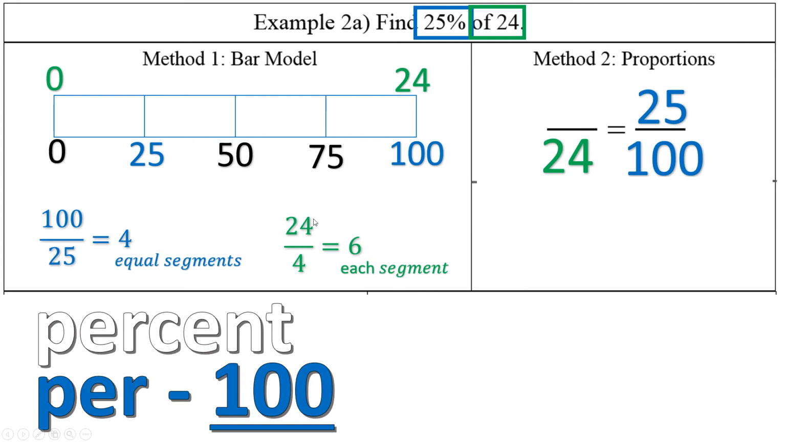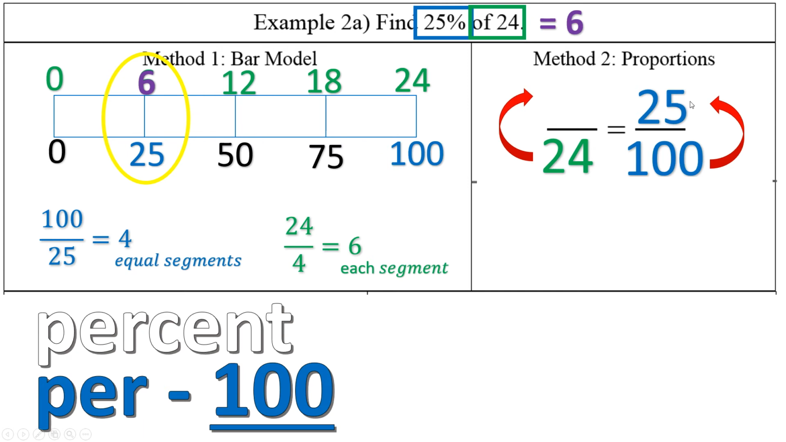Now I've already clicked, and 24 split into 4 equal pieces would mean we need to do 6, 12, and 18. And we're trying to find 25% of 24, which is this one here. So the answer is 6. And then just making sure we're able to use the proportion method, we could do 25 times 4 is 100, or 100 divided by 4.